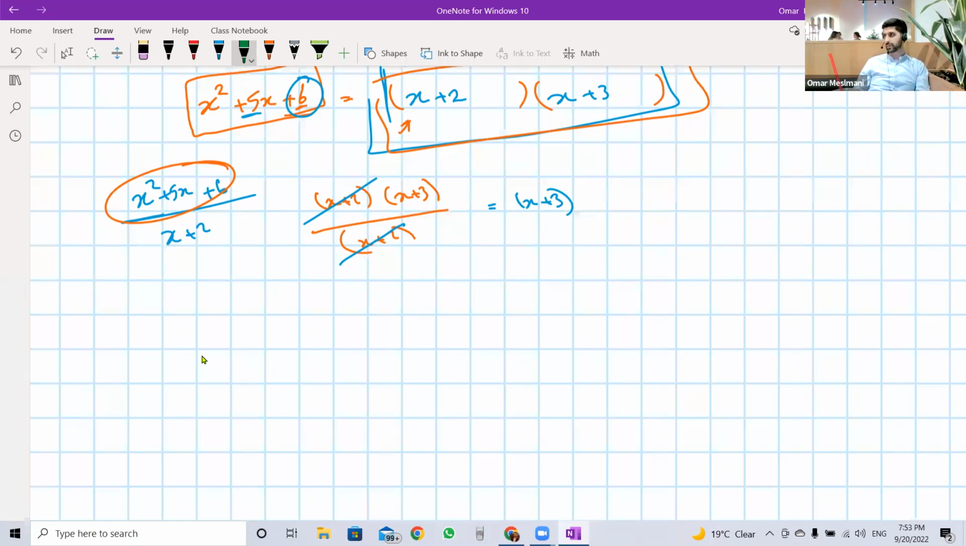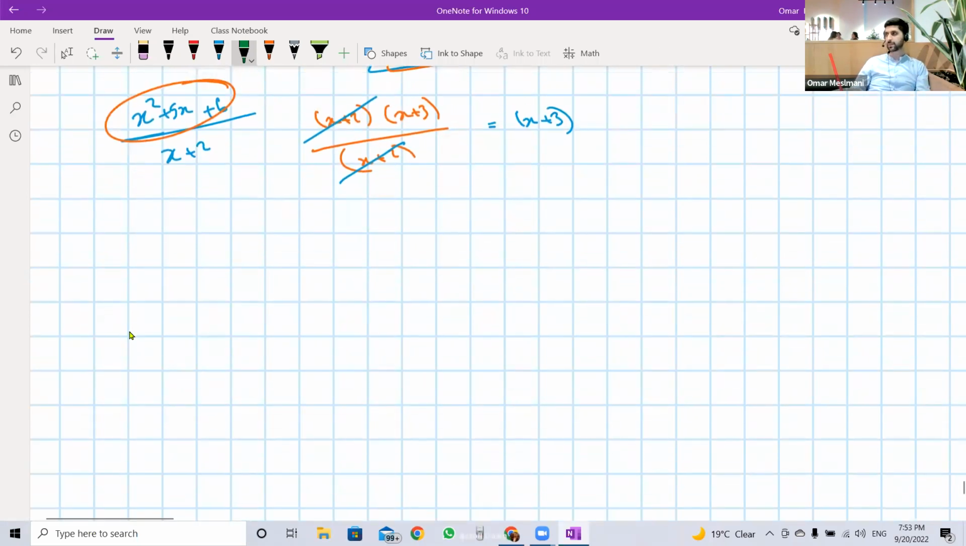That's about factoring. But before moving on to the next concept, there is a formula that says a squared minus b squared. Once you have a squared minus b squared, what is it? Do you know what it is? A squared minus b squared. What is it, Jawad?